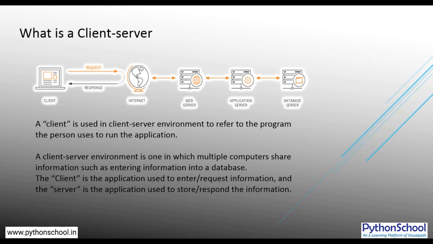So basically a client server model is a distributed application structure that partitions tasks or workloads between the providers of a resource or service, called servers, and service requesters, which are the clients. So often clients and servers communicate over a computer network. Here it is the internet, as you can see in the picture. And the computer network can be on separate hardware, but both client and server may also reside in the same system.